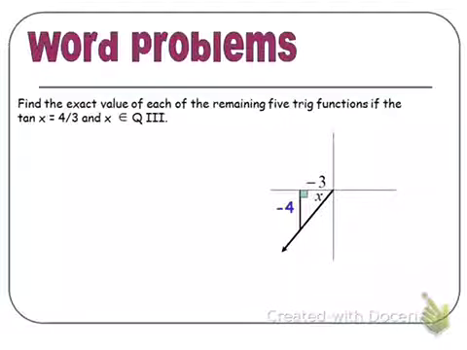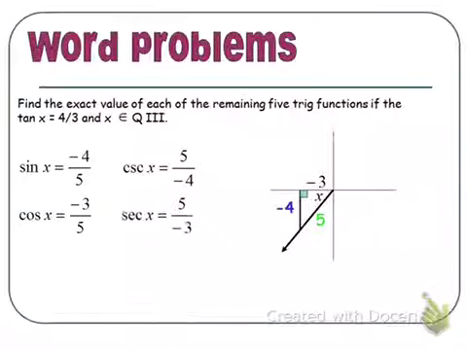What's the value of the hypotenuse? -3 squared plus -4 squared. That's 9 plus 16, which is 25. The square root of 25 is 5, the hypotenuse is always a positive quantity. All right, and from there we can find the 6 trig ratios. Sine is negative 4/5. Cosine is negative 3/5. We're given the tangent, and so the reciprocal values come from those 3 things.